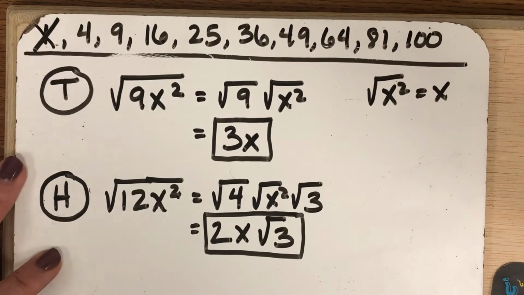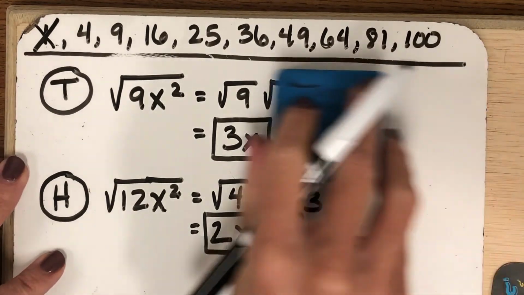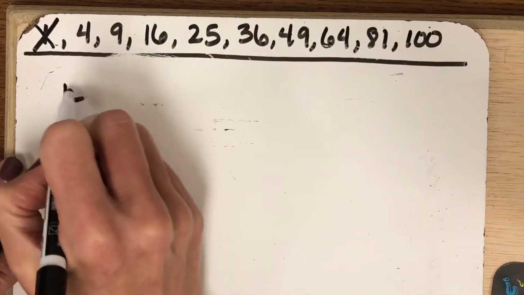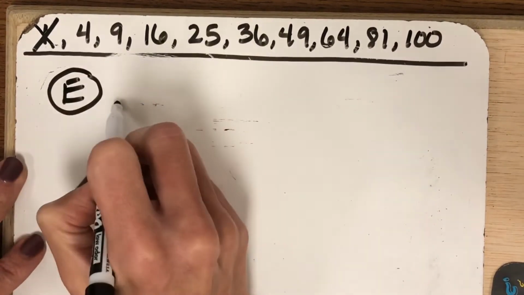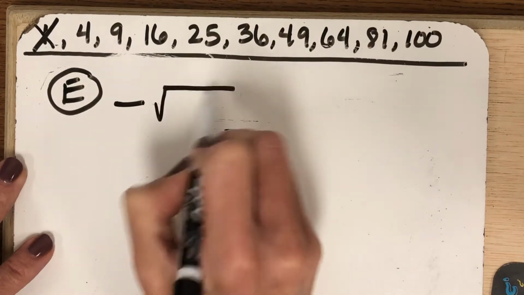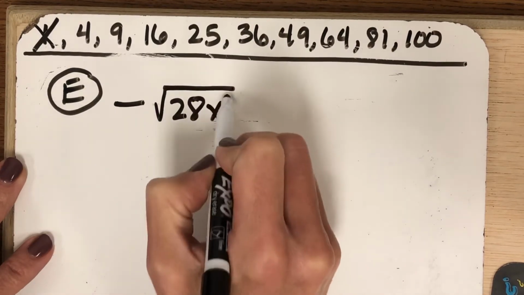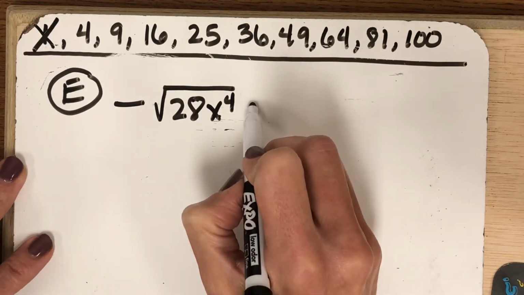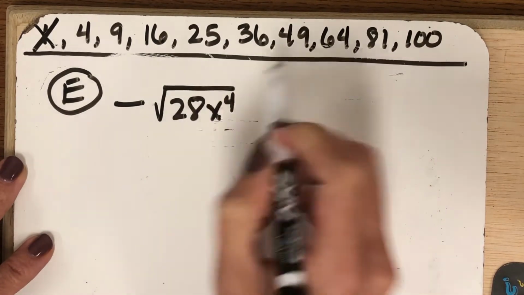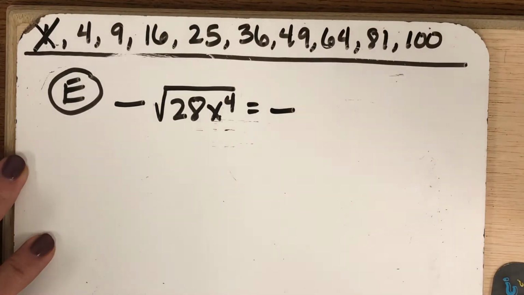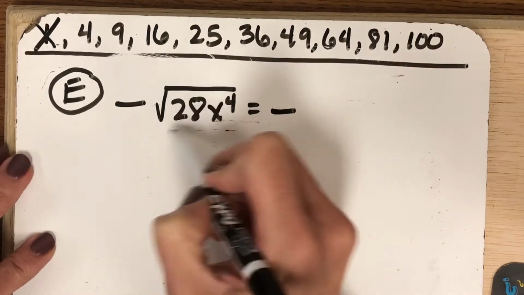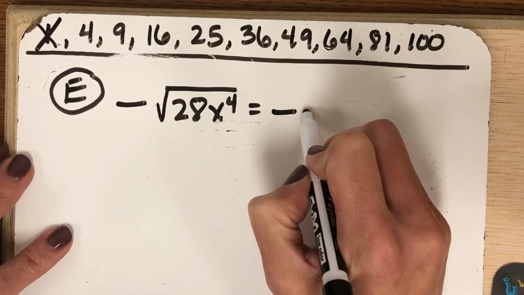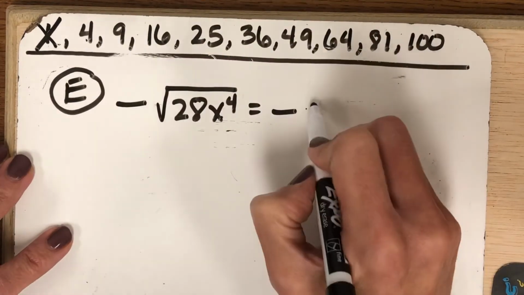Let's go ahead and do E. Here I have the opposite of the square root of 28x to the 4th. What would I do here? I'm going to deal with my negative. I don't want to forget about that. That's pretty easy to forget about. Then I'm going to try to rewrite my square root of 28. And let's see, square root of 28, I'm going to pull out a 4.